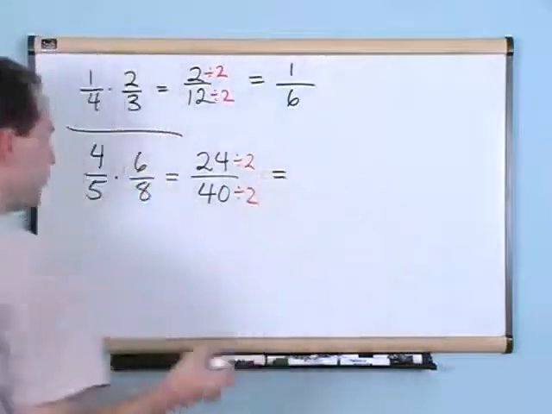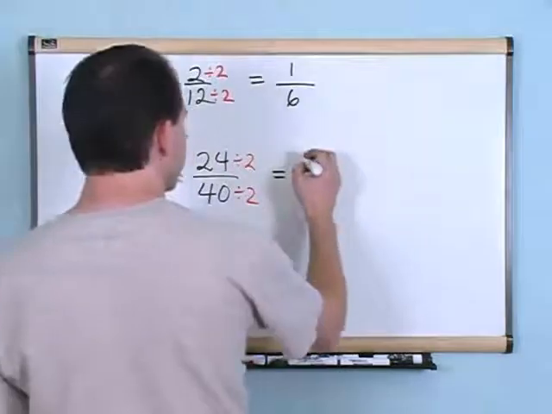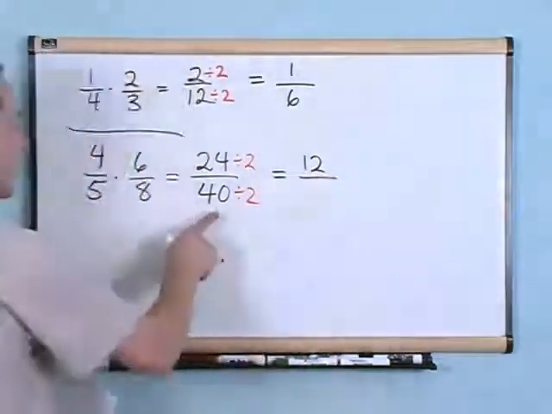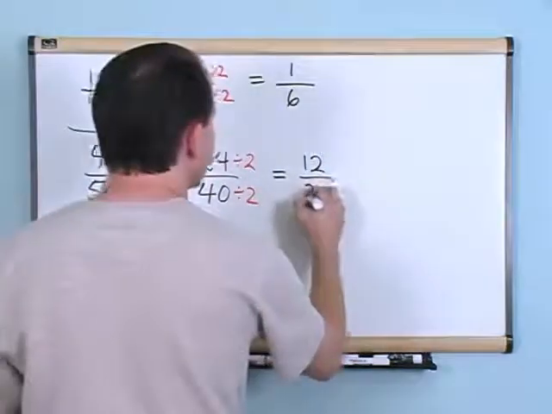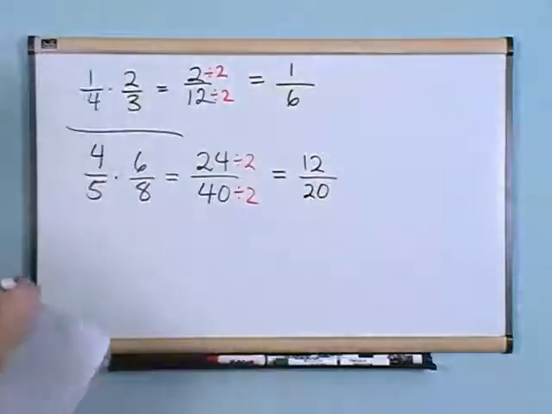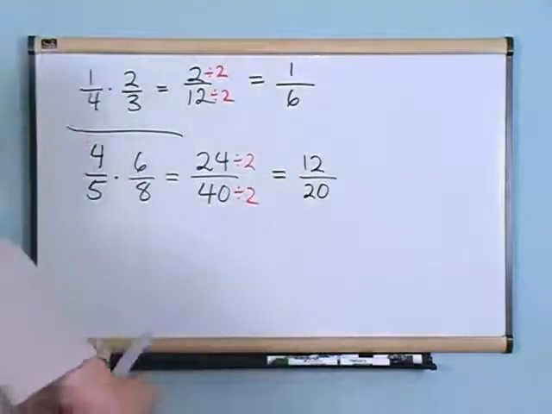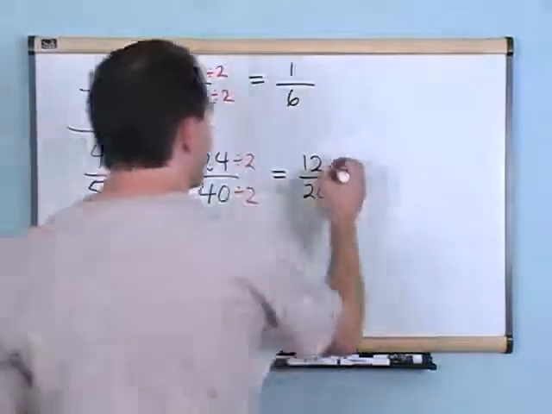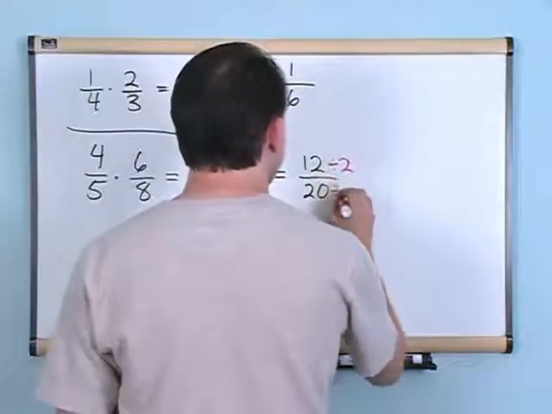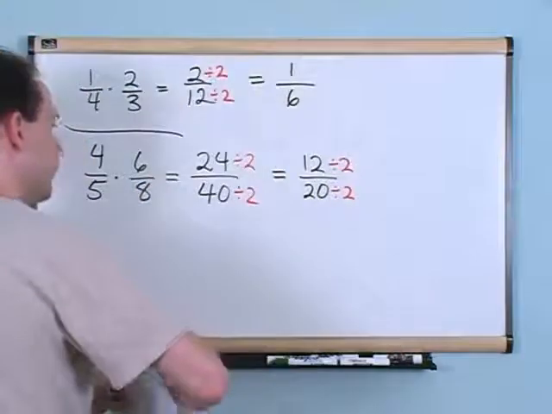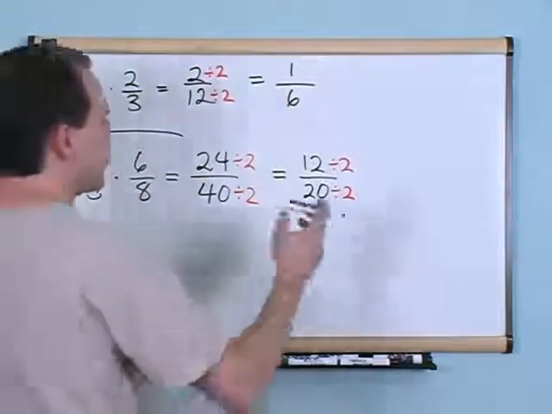24 divided by 2, you can figure out by looking at your times tables, is going to be 12. And 40 divided by 2 is going to be 20. So I've got 12/20ths. Question is, can I simplify this anymore? Well, you can, because you can divide the top by 2 again, and you can divide the bottom by 2. Let's see if that gets us as simple as we can go.